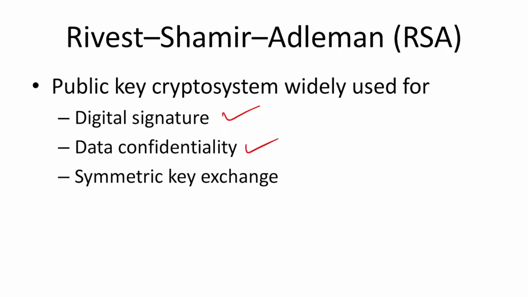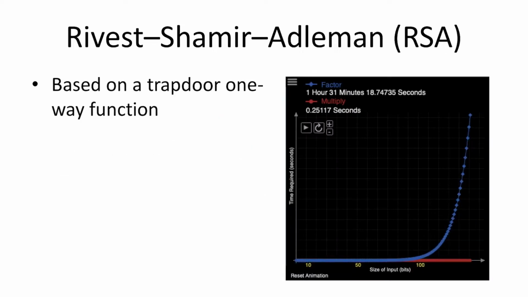However, it can also be used for data confidentiality and symmetric key exchange. Since RSA is a public key cryptosystem, it is also based on a trapdoor one-way function, which leverages the time it takes for computers to factorize large numbers into prime numbers.